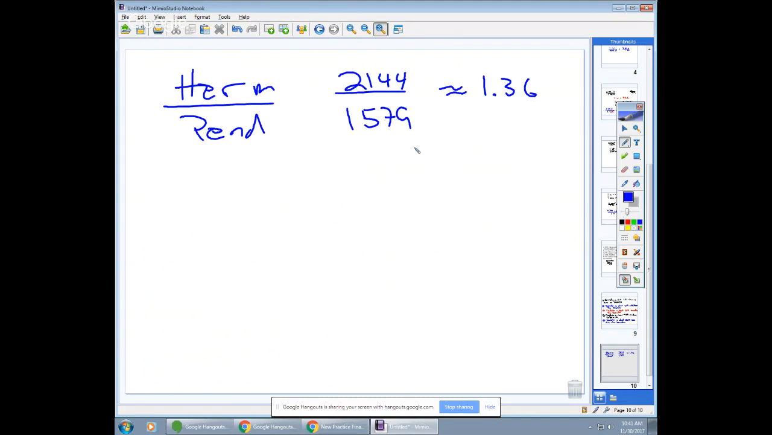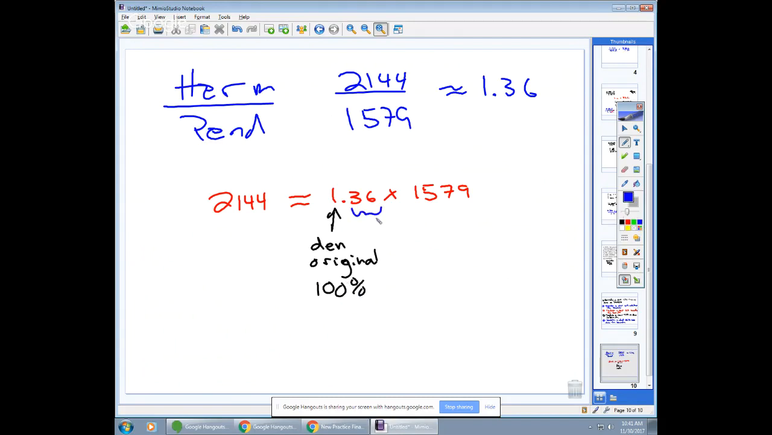Whenever you compare two things in a straight division, you're coming up with a multiple. If you think about this algebraically, to get rid of a denominator, we multiply the denominator to the other side. So I could rewrite this by saying 2144 is about equal to 1.36 times 1579. I'm literally saying multiply the bottom number to get the top number. Now the 1 here represents whatever the denominator was. The denominator is the original number we're comparing to, and it is 100% of what we're starting with. So the 36 part represents the percent increase, because it's over 100%.